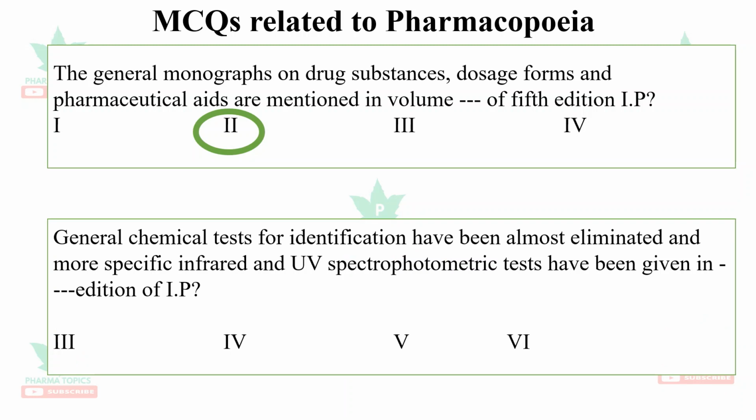General chemical tests for identification have been almost eliminated, and more specific infrared and UV spectrophotometric tests have been given in dash edition of IP. 3, 4, 5, and 6 are the options, and it is the 5th edition. Most of the chemical tests are replaced by IR and UV spectrophotometric tests.